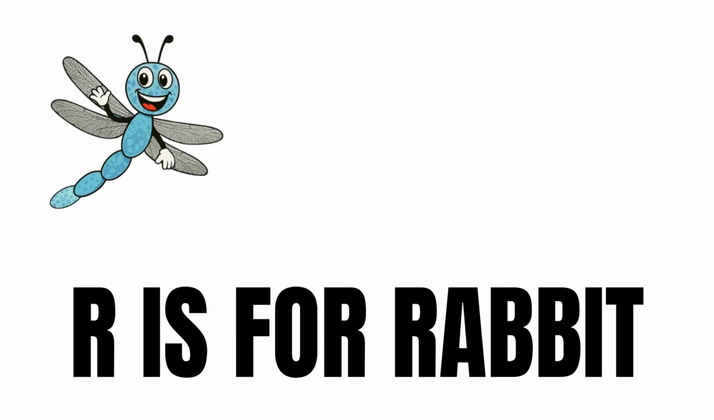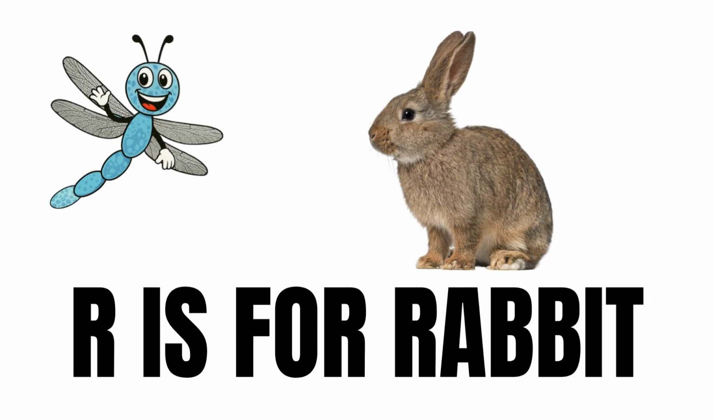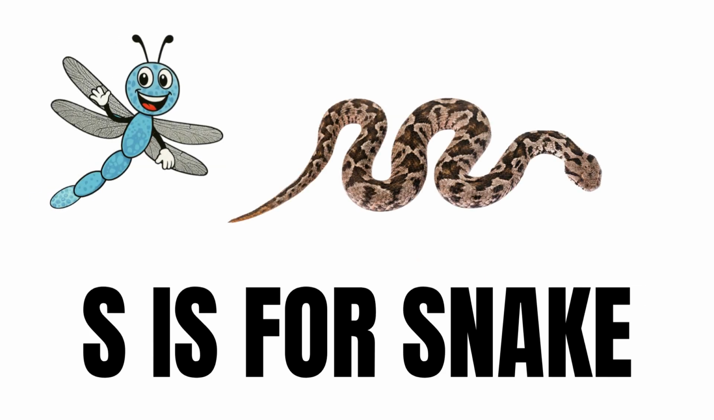R is for rabbit. Where is rabbit? Where is rabbit? Give him a hoppity hop thump thump. There he is, there he is. S is for snake. Where is snake? Where is snake? Give him a hissity hiss. There he is, there he is.